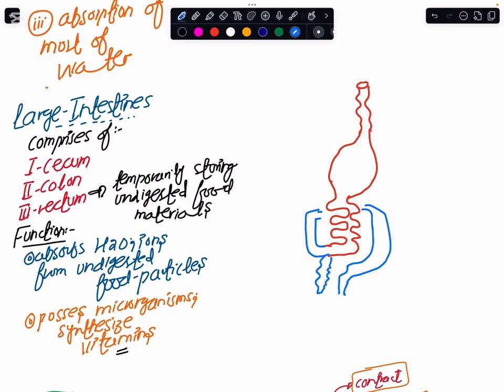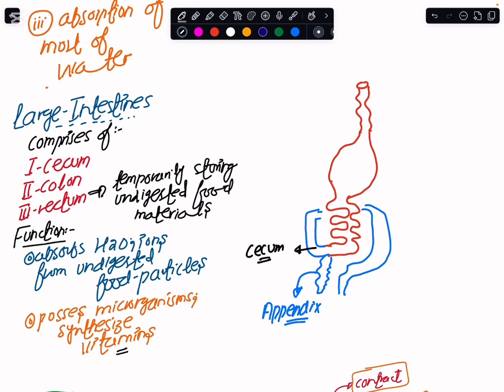Here we have a blindly ending sac, and this is referred to as the appendix. This is the same thing that you hear in your daily life, that there is a surgery for the appendix. In some cases, this appendix, which lies at the junction of the small intestine and the large intestine, gets inflamed and swollen. So the doctors perform a surgery called appendectomy, where they remove the appendix out of your body.